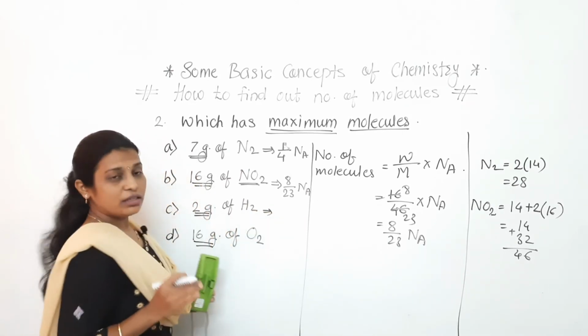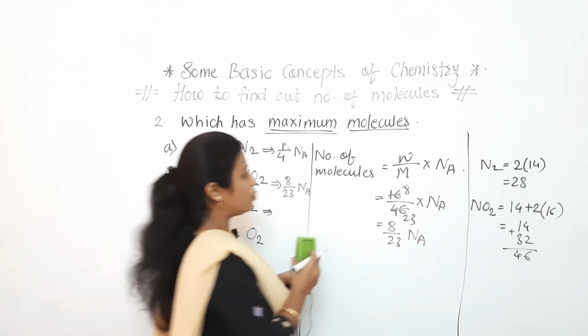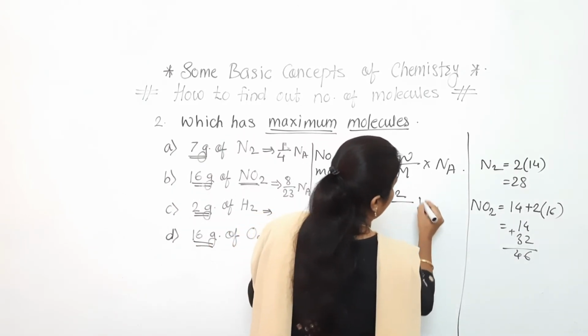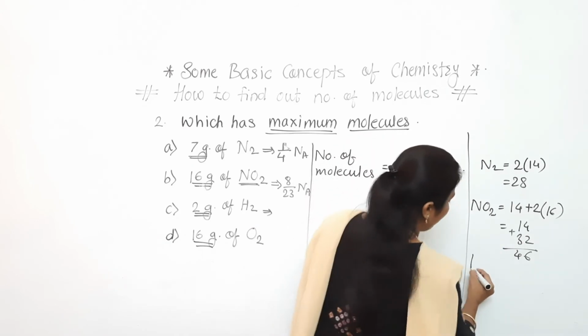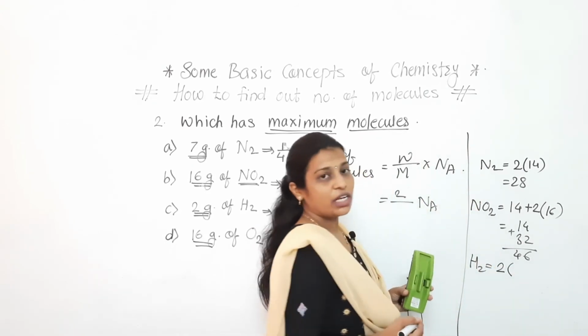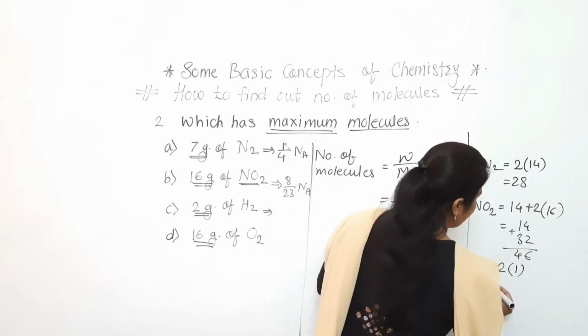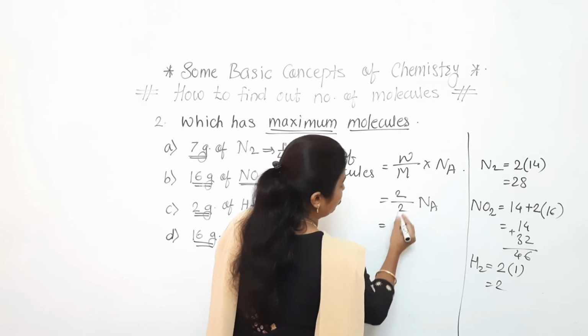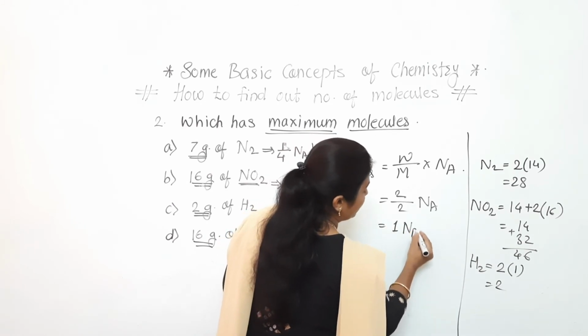Now see the third question. In that third one, they have given mass, that is 2 gram. Whose mass is there? Hydrogen. So here see 2 divided by, what is the molar mass of hydrogen? If we consider the number of hydrogen, that is 2. Each hydrogen has the mass number 1. So its molar mass will be 2. So 2 divided by 2 means here the answer will be 1 Na.